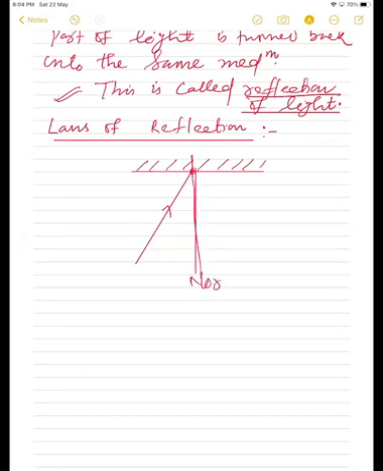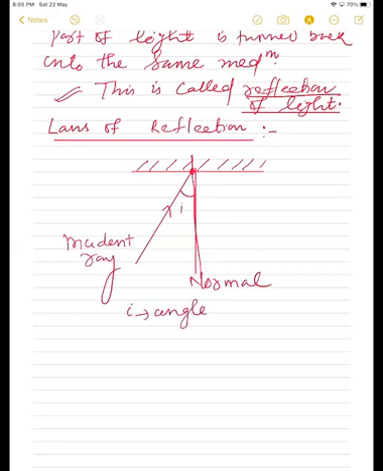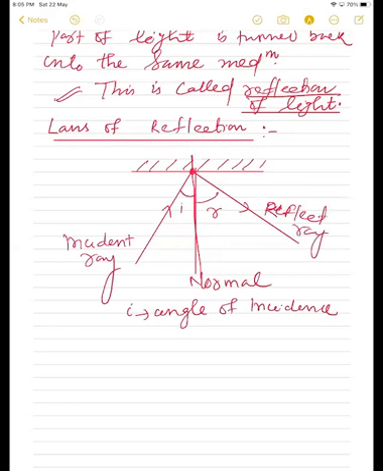Okay. This is the incident ray. And the angle made by the incident ray with the normal is known as what? Angle of incidence. And this is the reflected ray. Correct. This angle is known as the angle of reflection. This is the reflected ray, and this angle R is known as what? Angle of reflection.